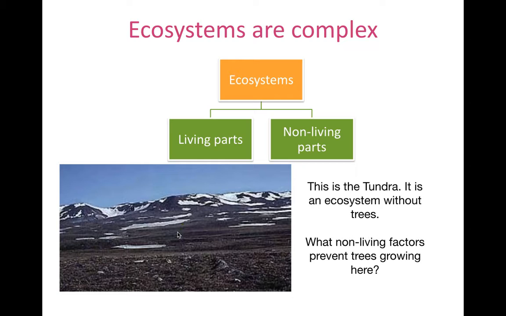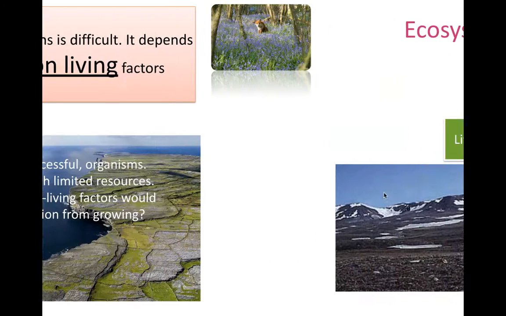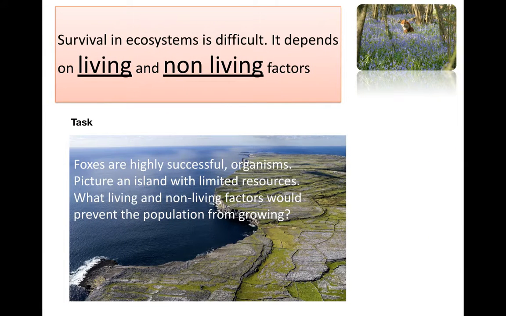And then there might be other unsuitable things, like pH might be unsuitable for trees as well, and the amount of light that is present here on the poles. Many of the tundras are found on the poles of our planet, and is there enough light exposure for them year round to survive? So in an ecosystem, organisms must survive, and there are many living and non-living factors that would control whether an organism is going to survive or not.